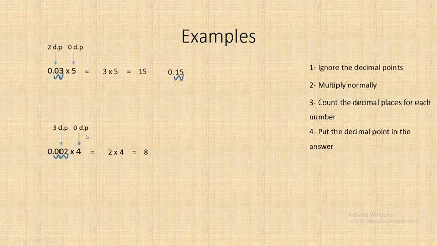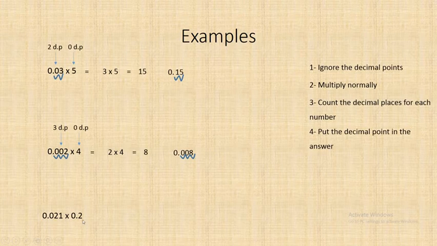So 3 plus 0 equals 3. So I will move in the answer 3 decimal places. So let's count together. 1, 2, 3. And put the point here and the 0 at the end. So the answer is going to be 0.008. Another example.